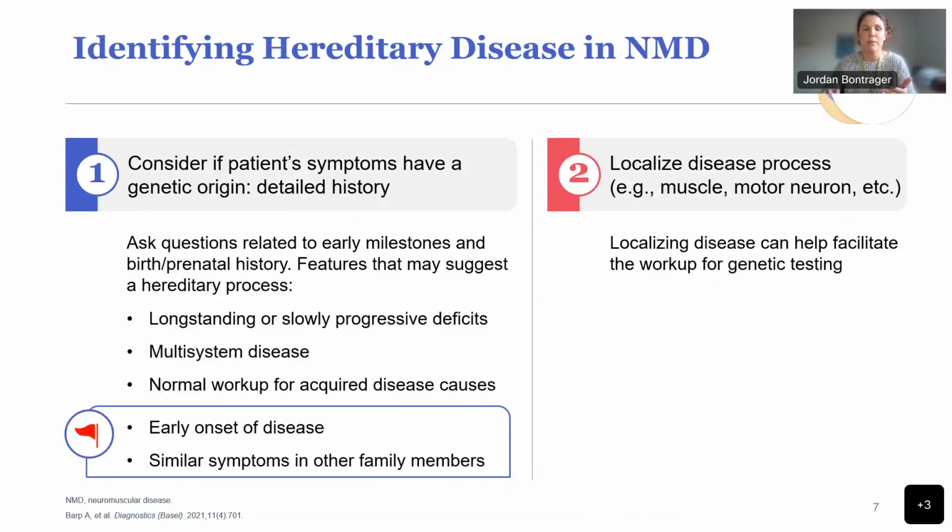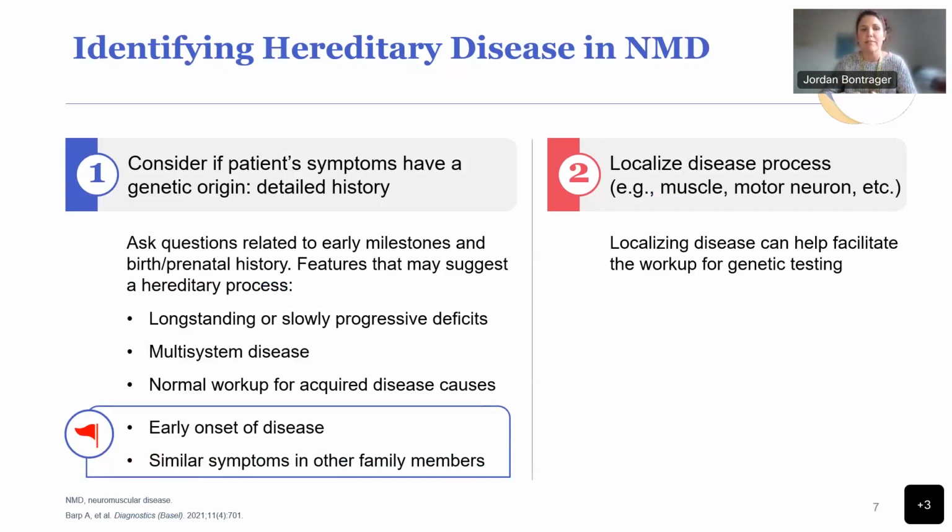So how do we figure out which patients are appropriate to test for genetic causes of neuromuscular disease? First is making sure that we're taking a detailed history. So a birth and prenatal history, as well as a developmental history, and get a good sense of how this disease has progressed, when symptoms arose, and how many different systems are involved as well.